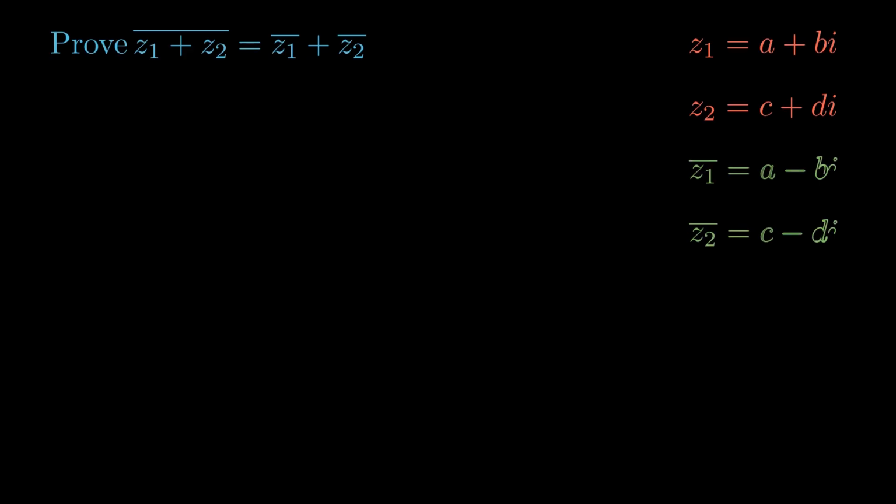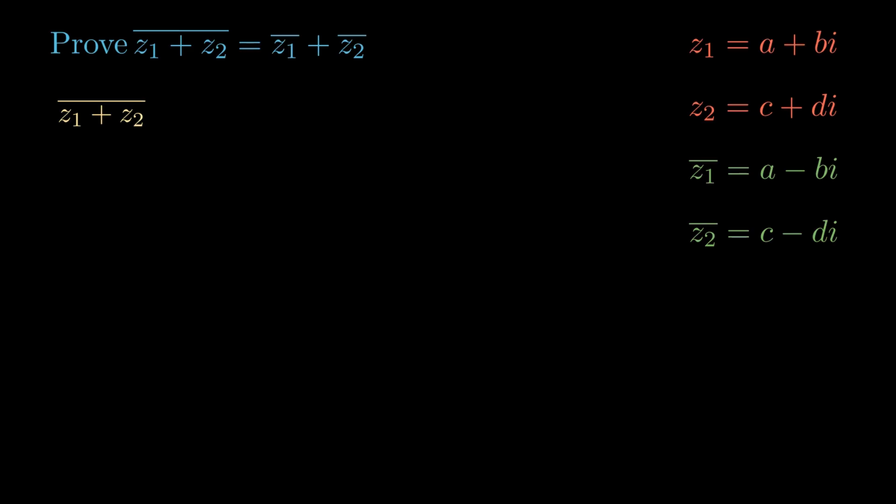And just as a reminder, the complex conjugate of a complex number a plus bi is a minus bi, so you keep the real part the same, but invert the sign before the imaginary part, which basically means that you multiply the imaginary part by -1. So this means the complex conjugate of c plus di is c minus di. So here's how we do the proof.